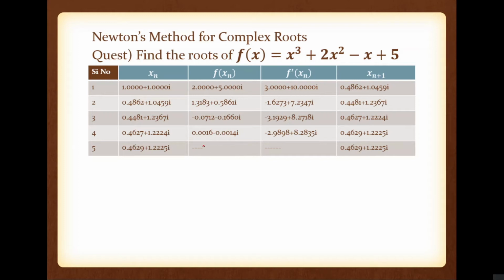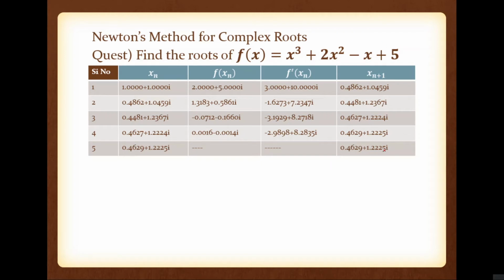Means that value is not noted. Sorry, that value is, that one is not noted. Okay, so that is why option here. So as it is 0, this one is also not noted. So if this f of xn is 0, please note, if f of xn is 0, then xn plus 1 is exactly equal to this value. So xn plus 1 is equal to the previous value, means we can stop there. Okay. So this one is the complex root of this equation.